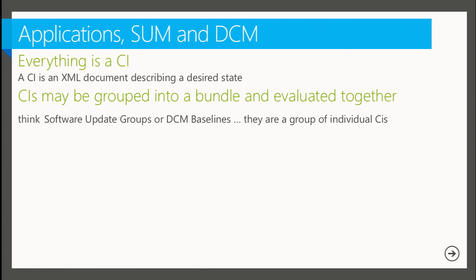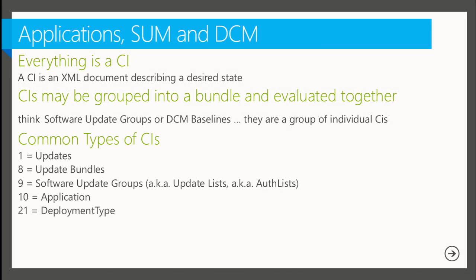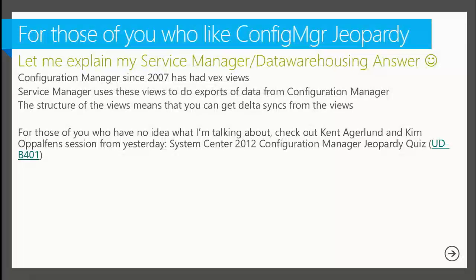So if a client's out of date, it'll get a bigger update than an up-to-date client will. However, config manager sees each one of those as a CI. So you'll see lots of individual information there. And then for your reference, here are a couple of common CI types. So deployment types and applications, along with regular updates. The update information should hold true for CM07 as well, but in 2012, obviously, we have no applications or deployment types.